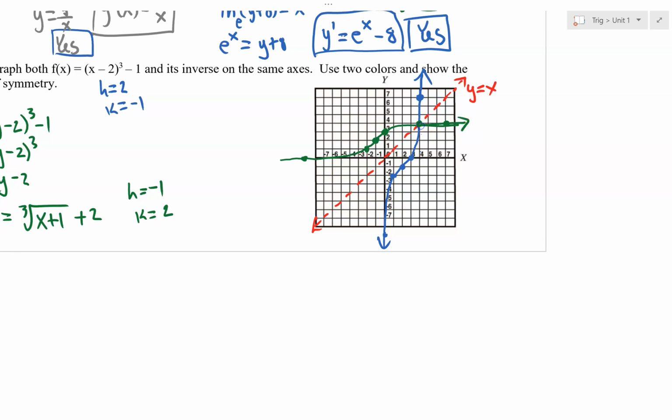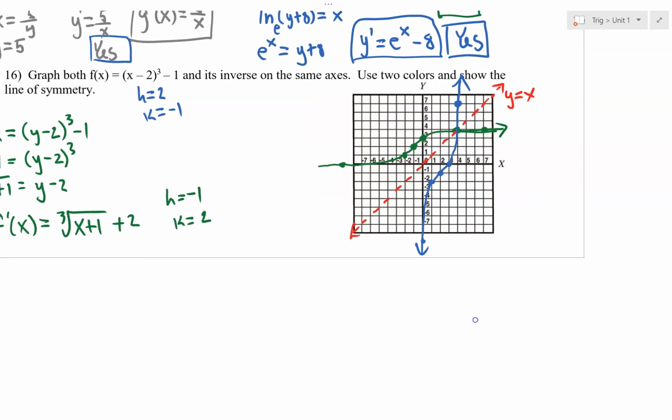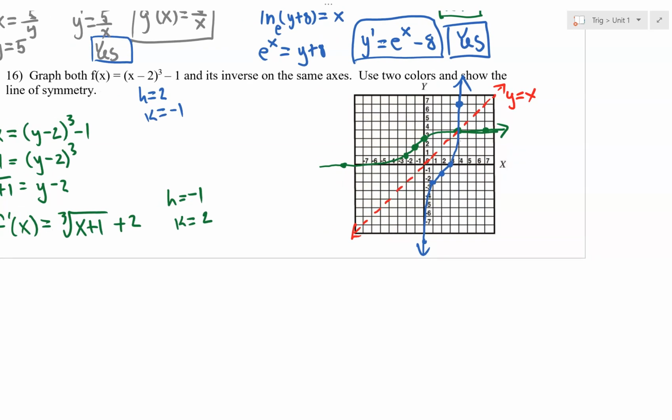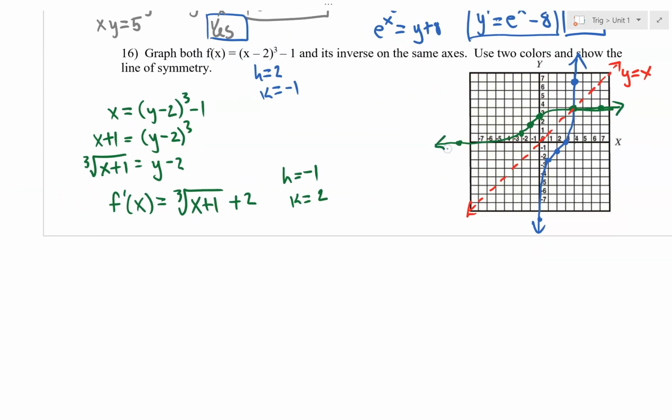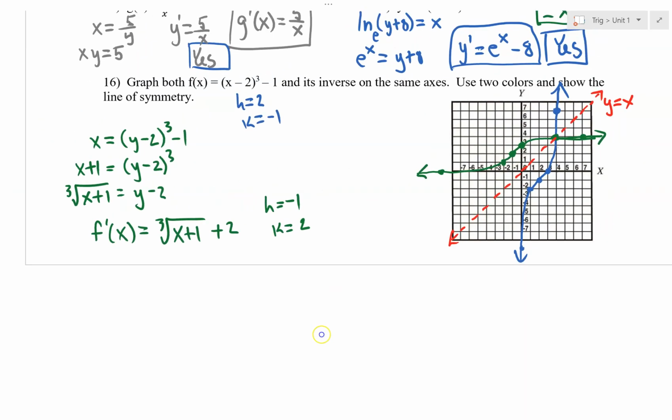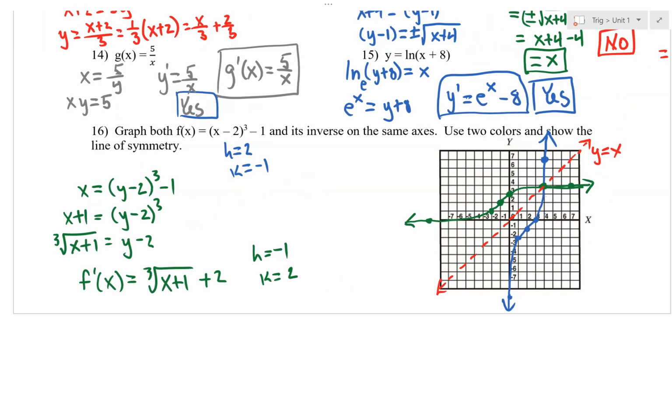If you notice, they're both crossing right at that point, which they should. They should both be crossing each other at the y equals x line if they're going to touch. So in this case, that's our graph. Make sure we have arrows on both ends. I hope you see what we're talking about when we say that they are inverses on the same axis, so they are reflected through the y equals x line.